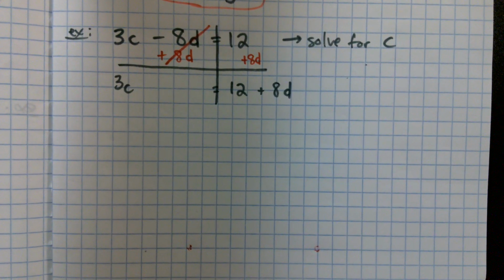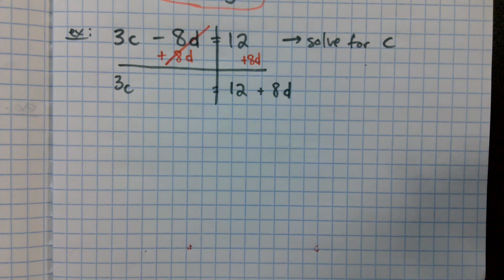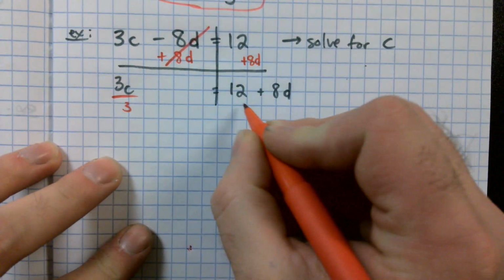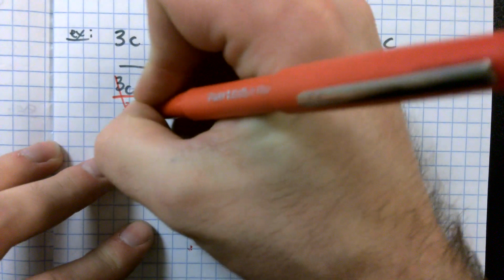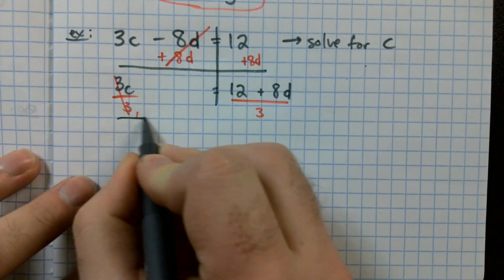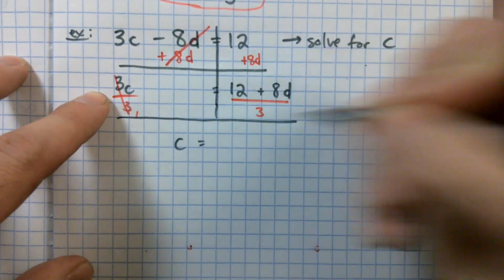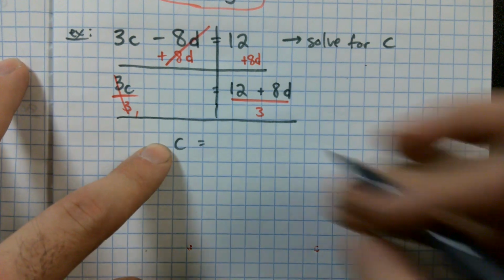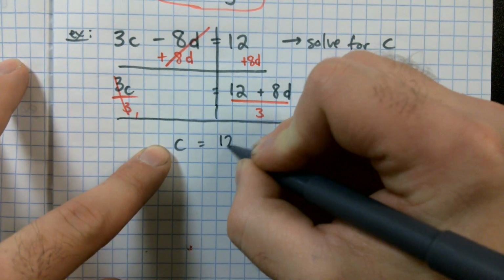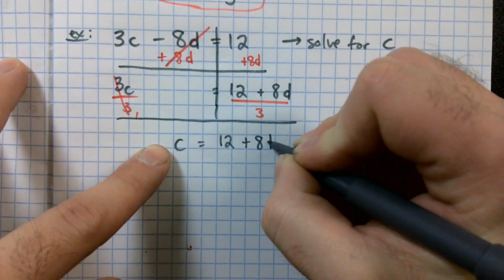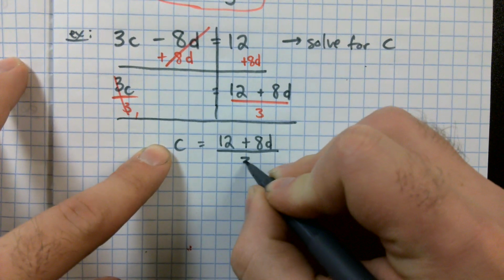What do I want to do now? Divide both sides by 3, just like we normally would. Here's where it's going to get a little bit different. All that's left here is c equals 12 plus 8d over 3.